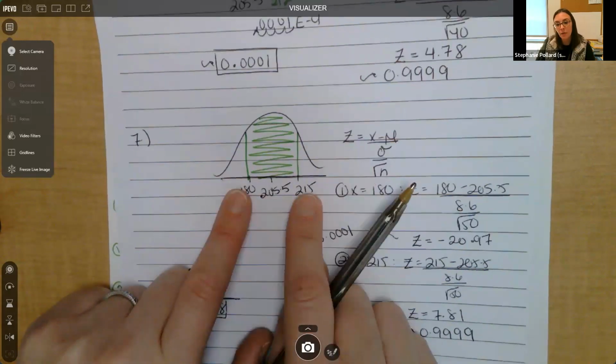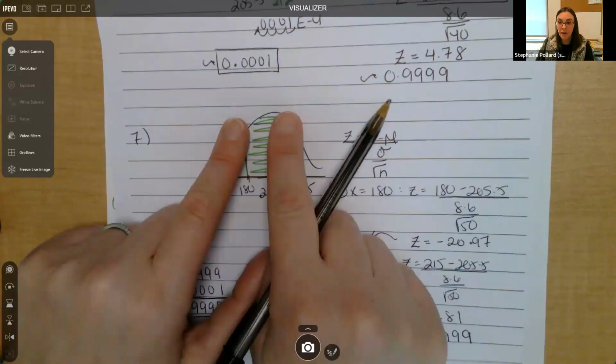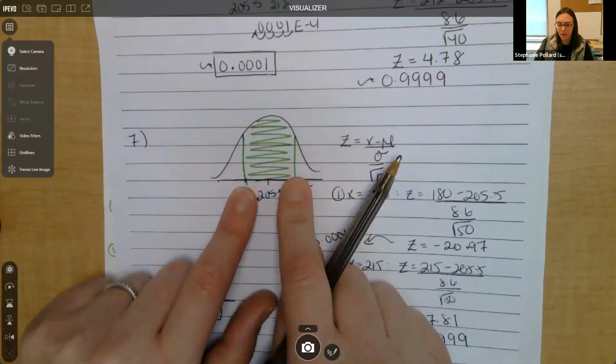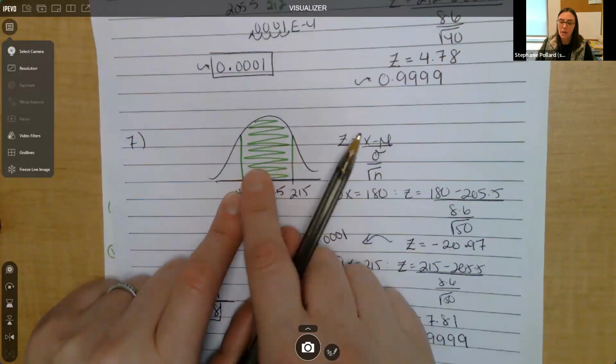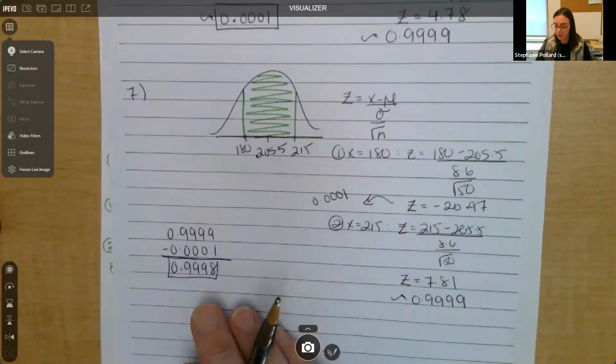So if we're taking a sample of 50 people, it would be very, very likely that the average would definitely be between 180 and 215. This is a pretty wide range of values here. So we have a high probability in this case.